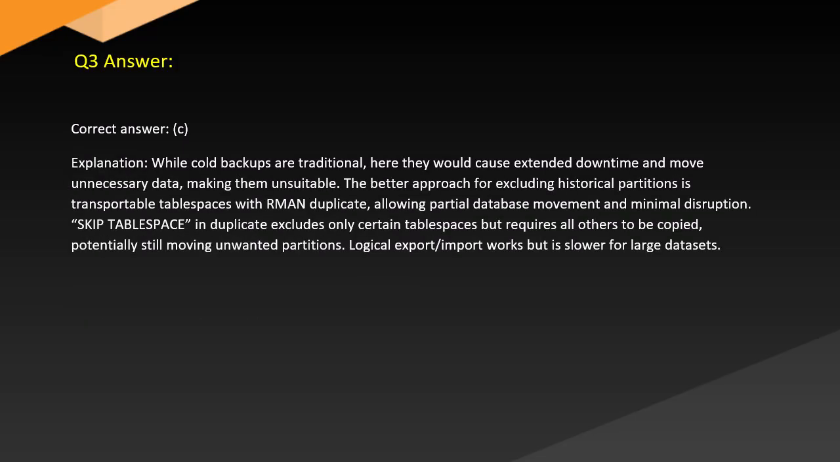Answer. Correct answer: C. Explanation. While cold backups are traditional, here they would cause extended downtime and move unnecessary data, making them unsuitable. The better approach for excluding historical partitions is transportable tablespaces with RMAN duplicate, allowing partial database movement and minimal disruption. Skip tablespace in duplicate excludes only certain tablespaces but requires all others to be copied, potentially retaining unwanted partitions. Logical export import works but is slower for large datasets.